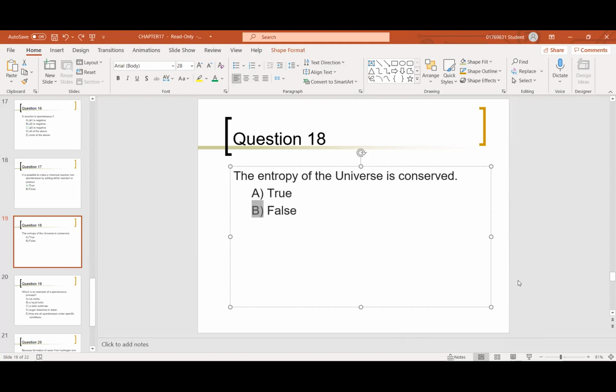Entropy is a measure of disorder. Is the driving force of spontaneous increase of entropy of the universe? Okay, no, entropy is not conserved. Because in one line it says the driving force of a spontaneous process is an increase in entropy of the universe. So if there's an increase there, it isn't conserved, because that would have to mean that there's a decrease in some other place. But if it's the whole universe, then there's nowhere else. So false.